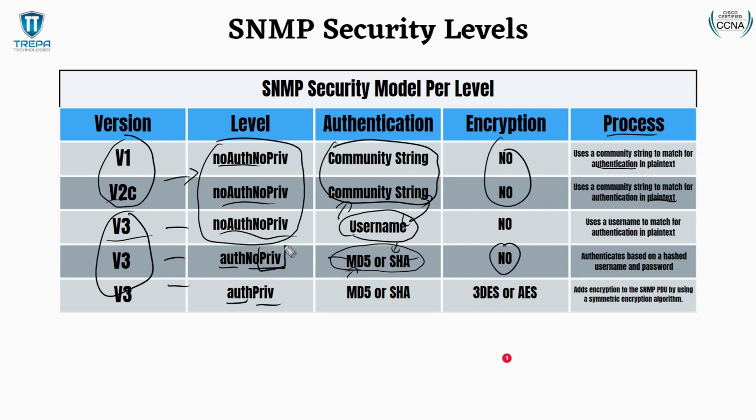So this priv command is what describes encryption on SNMP. So this is going to authenticate based on a hash username and password. And then version 3, that's off.